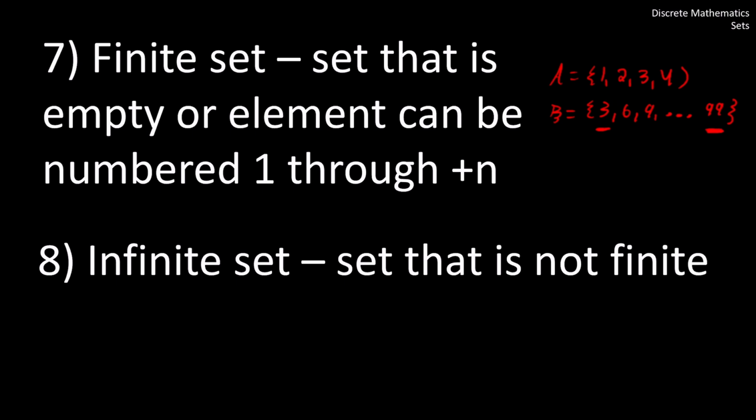An infinite set is not finite. As I alluded to in the first example, I used the prime numbers, so our set C is equal to {2, 3, 5, 7, and so on}. Usually infinite sets are represented by ellipses at the end right there. So it's pretty easy to distinguish between finite sets and infinite sets.